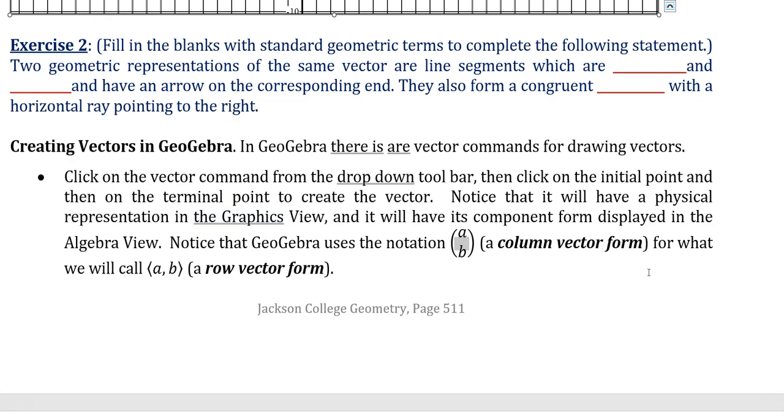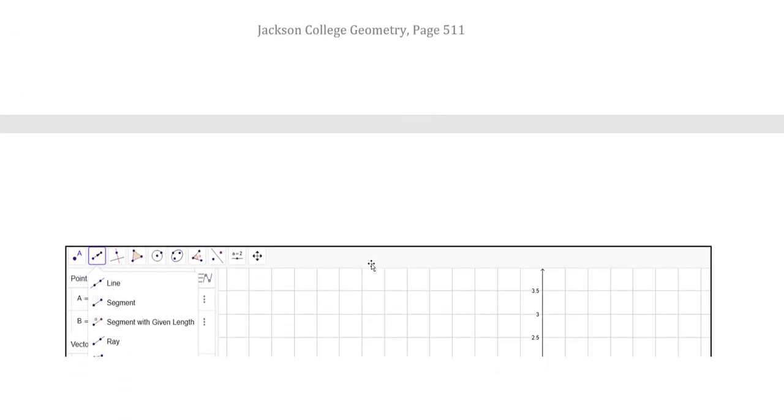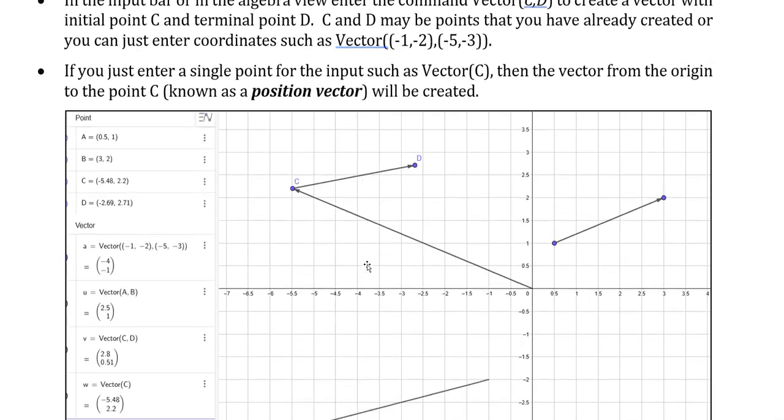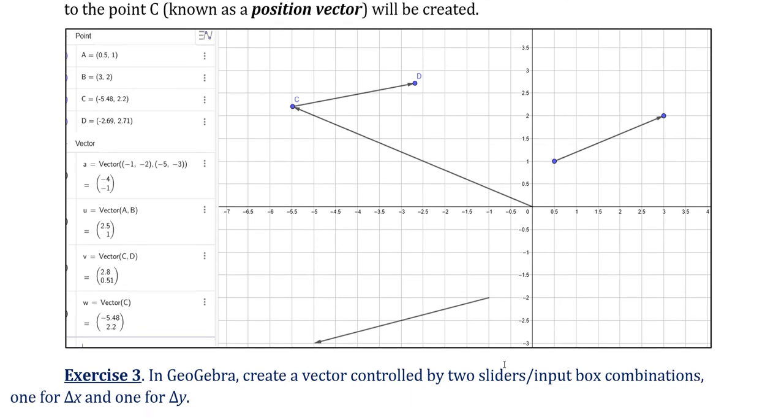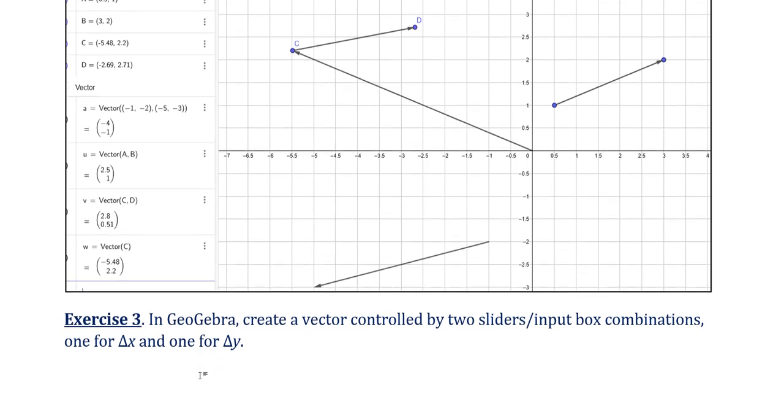Once again, here's just some in words what you already saw about how to create vectors in GeoGebra. And then exercise 3 is in GeoGebra, create a vector controlled by two sliders. Slider input box combos. Okay, and hopefully we've seen how to make a slider before, and you can do that. Okay, so that's a basic introduction to creating vectors.